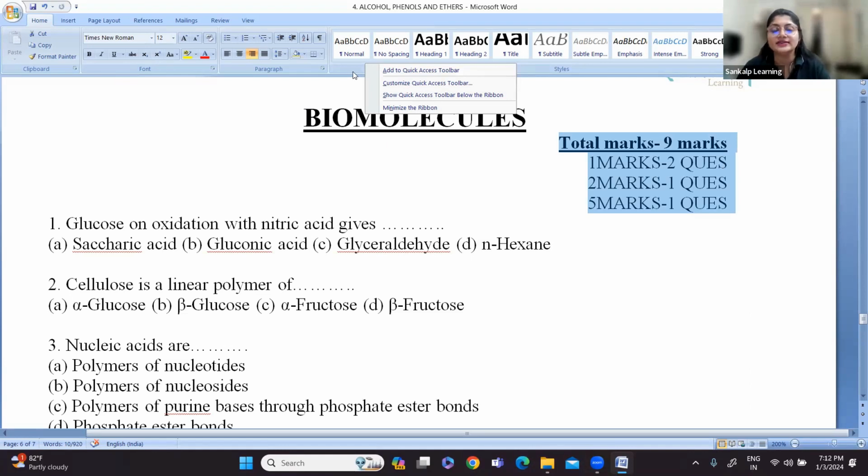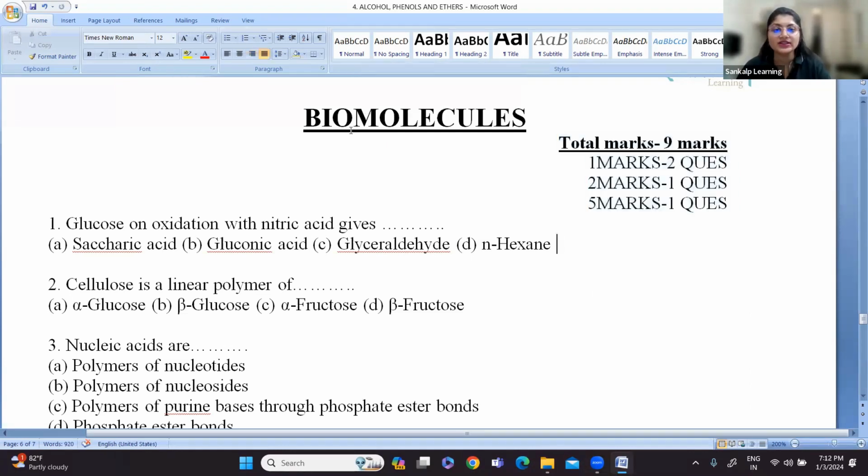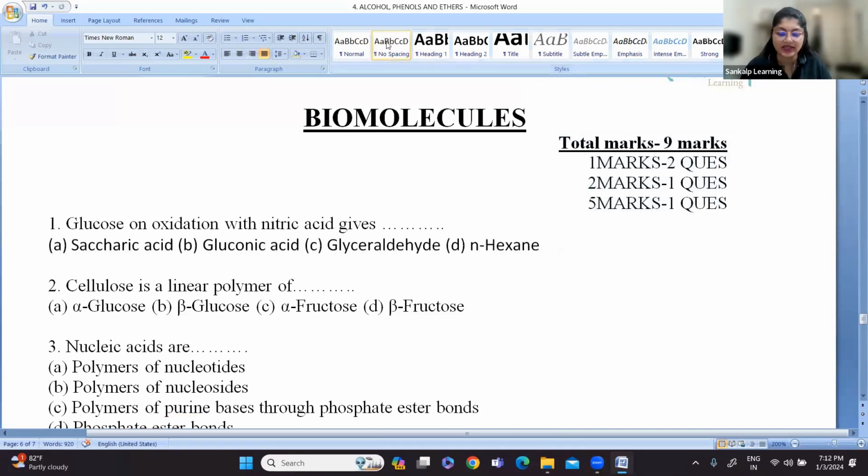Okay, and this is studied under a subject called biochemistry. Now, this particular chapter, that is biomolecules, the total marks for this chapter is 9 marks. So this chapter will fetch you 9 marks.